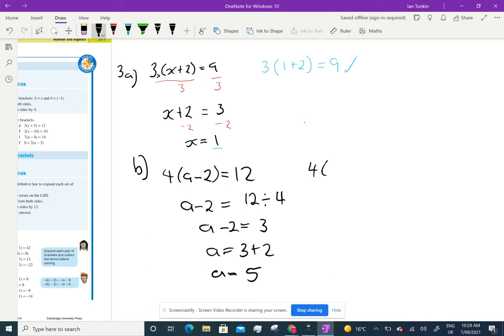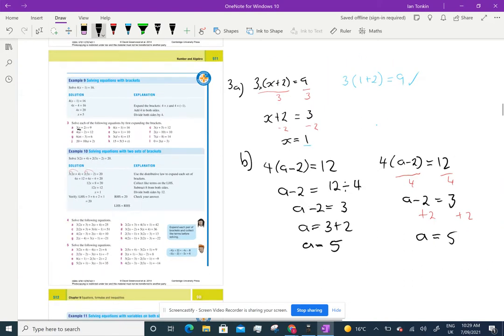Now, remember, how you set it out is going to be up to you. Some of you will be going, I prefer to do this. I'm going to do it to both sides. So I'm going to divide by the 4. That gets rid of it. That gives me a minus 2 equals 3. And then I'm going to add the 2, and I'm going to get a equals 5. I'm quite happy for you to do it that way. You don't even need those red bits if you know what you're doing.